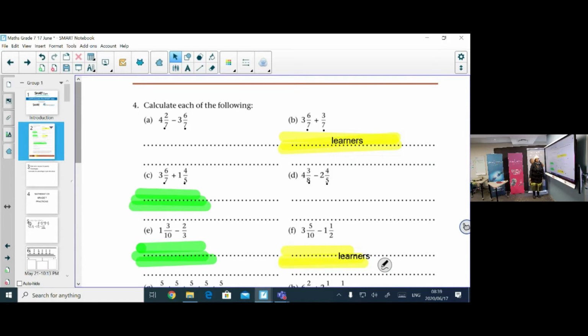So here we looked at subtracting mixed numbers whereby the denominator was the same. We also looked at adding mixed numbers whereby the denominator was the same. And then we also practiced adding where the denominator was different. Again, we also looked at subtraction where the denominator was different. We looked at how to do those kinds of fractions.